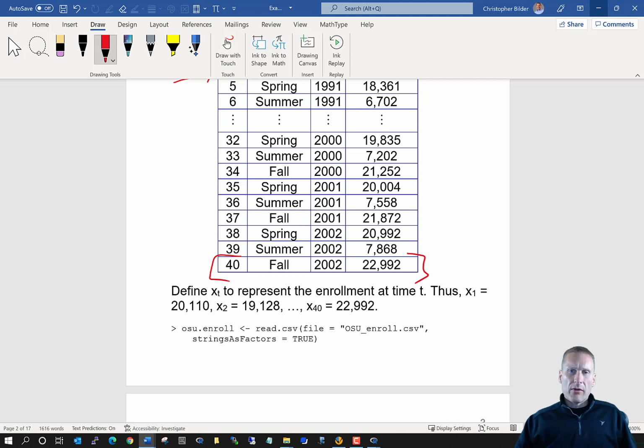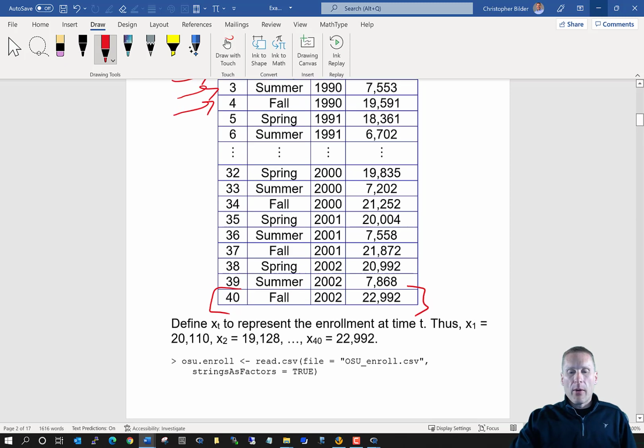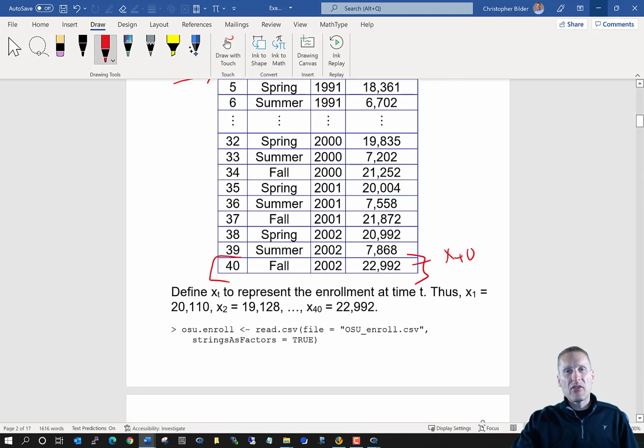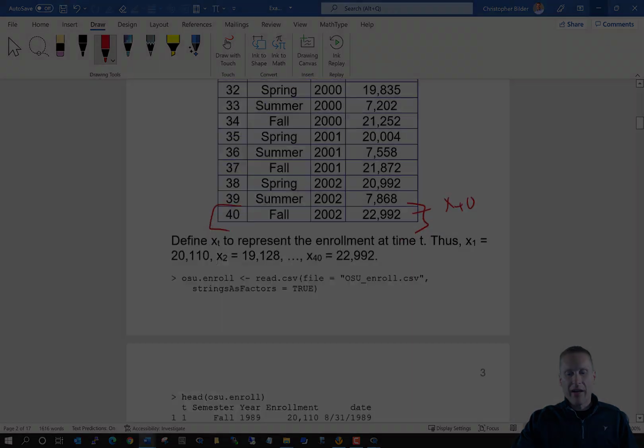Now, our variable is OSU enrollment. In symbolic form, we can denote it as X. And then we're going to put a subscript associated with X to say what time this corresponding data was collected. So X1 is going to correspond to our first observation, X2 the second observation, down to X40. So the subscript T here represents time.